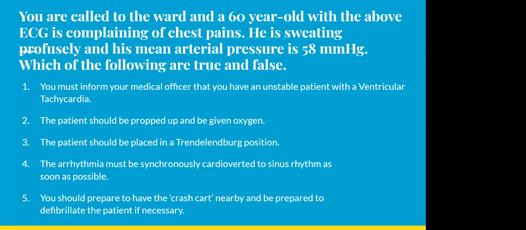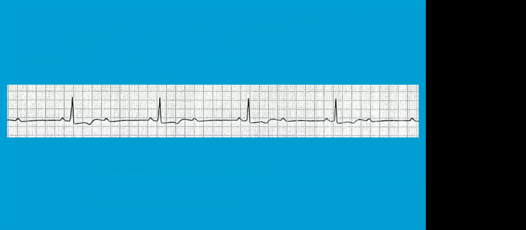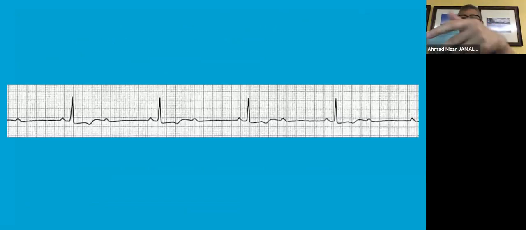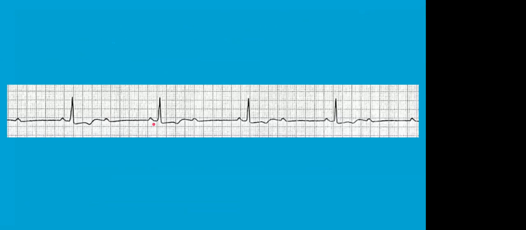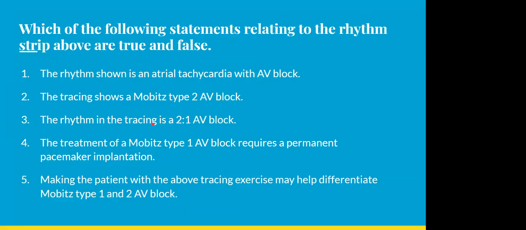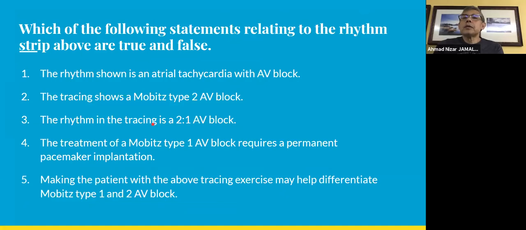Next slide, please. Right. This is a different sort of flavor. Now you know that there are more P waves than QRS complexes, right? Okay. Yes. So let's look at the question. Which of the following statements relating to the rhythm strip above are true and false? The rhythm shown is an atrial tachycardia with AV block.